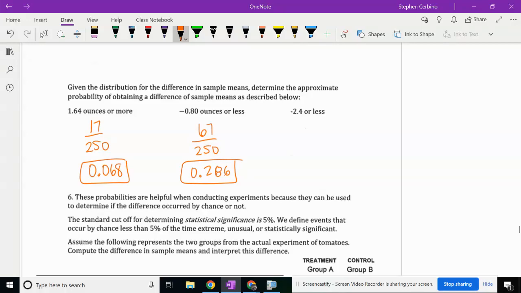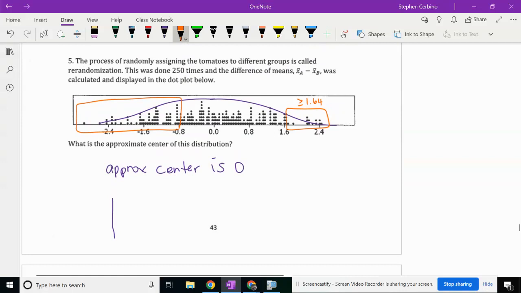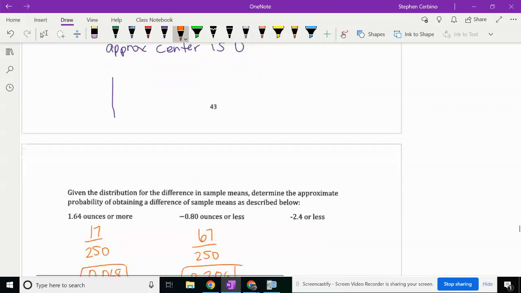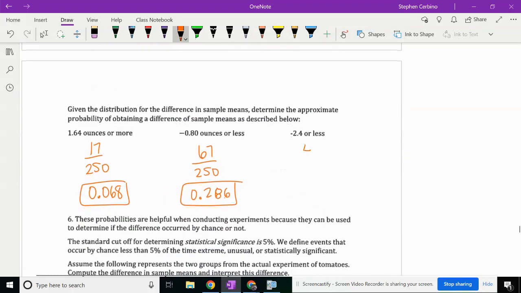And lastly, at negative 2.4 or less, so if we look at negative 2.4, there's only 4 dots. That's an easy one to count. So we get 4 out of 250, which is roughly a 0.016% chance.